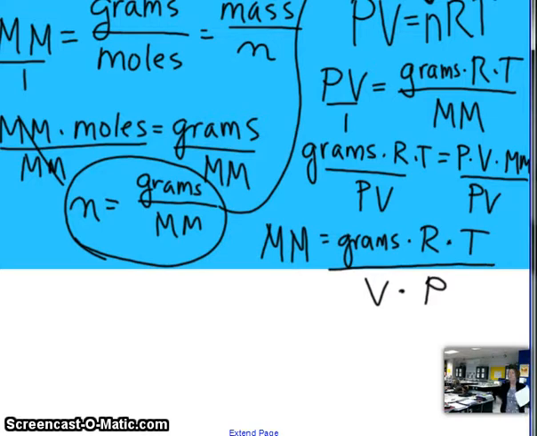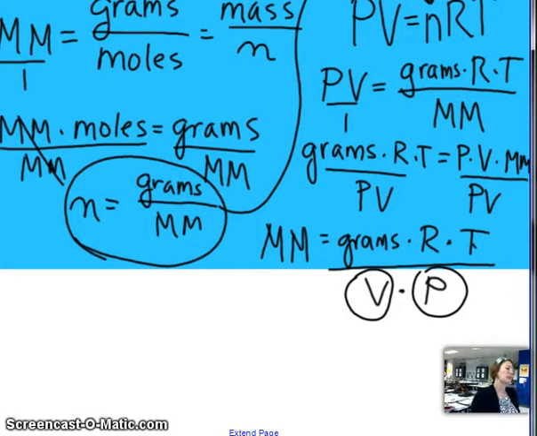Okay? So if we know the volume that a gas occupies in liters, the pressure that a gas exerts in atmospheres, the temperature of the gas in Kelvin, and the mass of the gas, we can actually calculate the molar mass of the gas. And then I know what the real gas is. We can have the actual molar mass and get a percent error. So that's what we'll be doing in tomorrow's lab. We will collect a gas underwater, or over water, if you will, and we'll be able to calculate the molar mass of that gas and compare it to the actual.